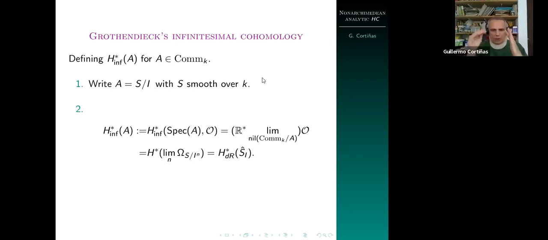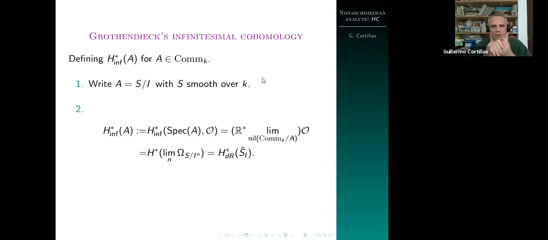Okay, so you have an abelian category, namely the functors from nil com over A to abelian groups. On that category you have the limit functor, and you take the derived functors of lim and apply them to the sheaf O. So if you do all that, then what you get is precisely the homology of the inverse limit of the differential forms. Okay, so that's what infinitesimal homology is.